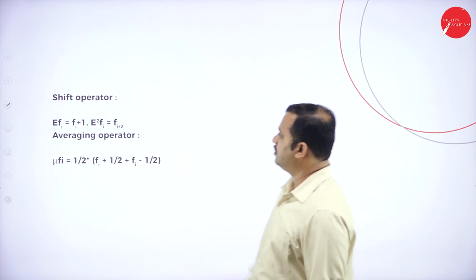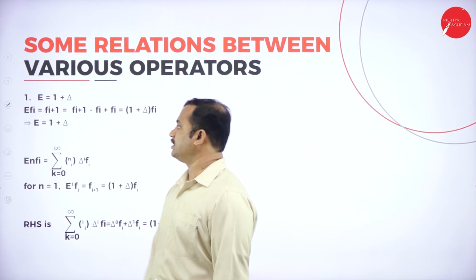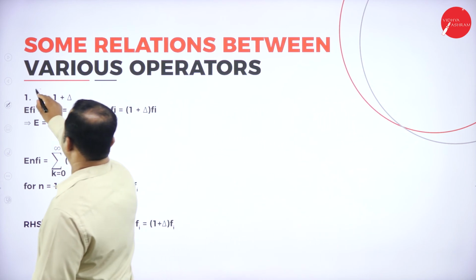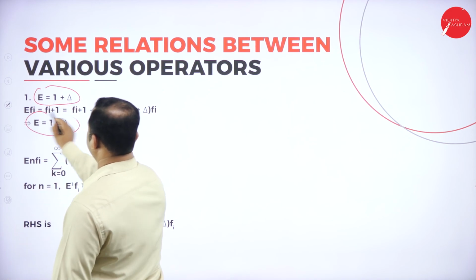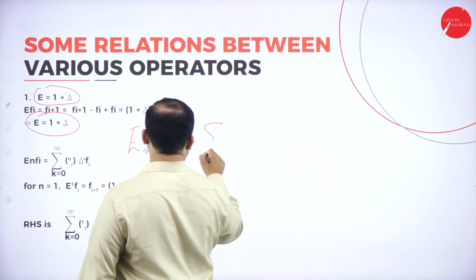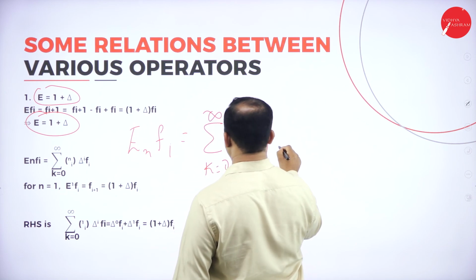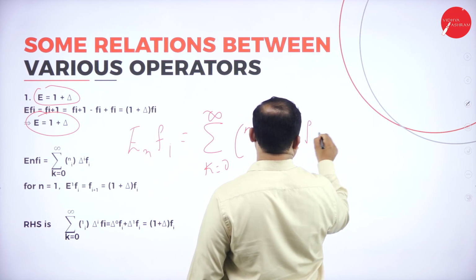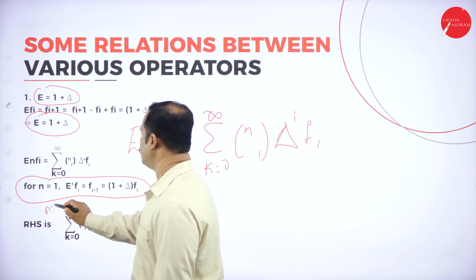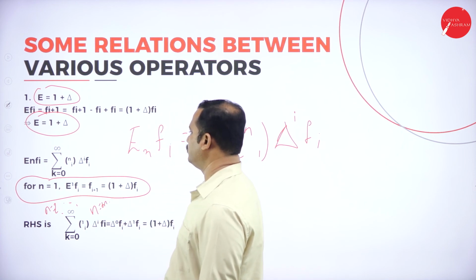Next, we have a shift operator and an averaging operator. This is the formula for the shift operator. This is the formula for the averaging operator. Relationship between these operators: E is equal to 1 plus delta. E to the power n f_i is equal to summation k is equal to 0 to infinity, n choose k, delta to the power k f_i. So this is the one which I am using. For n is equal to 1, I will get this term. For n is equal to 2, I will get another term. So on up to n is equal to some value m.